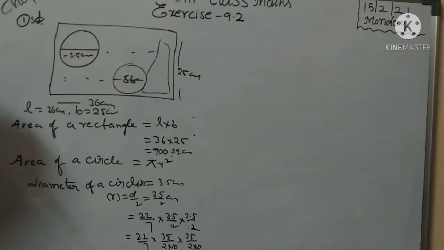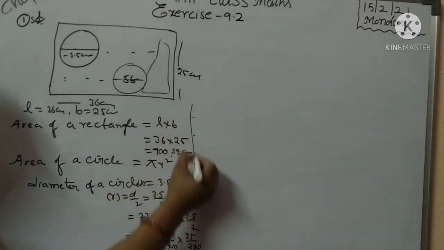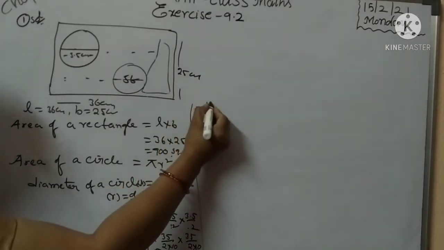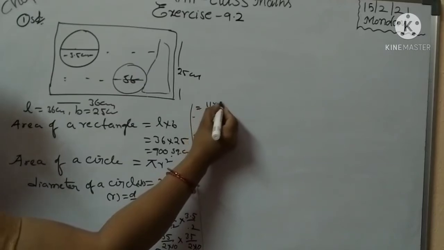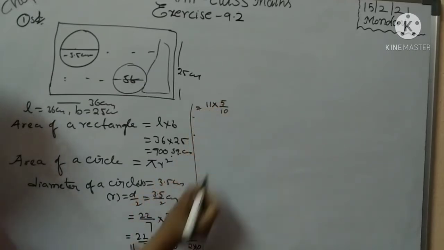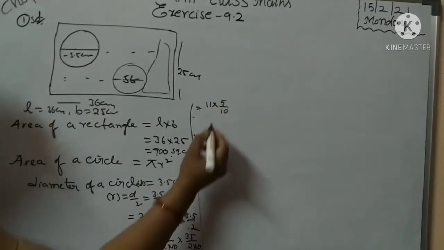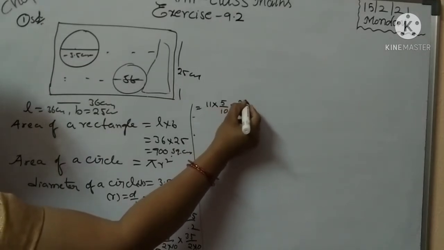22 by 7 into 35 by 2 tens 20, and again 35 by 20. 5 sevens are 35. 2 table 11 times possible, and here 10 times possible. Finally here write 11 into 5 by 10 into 35 by 20.